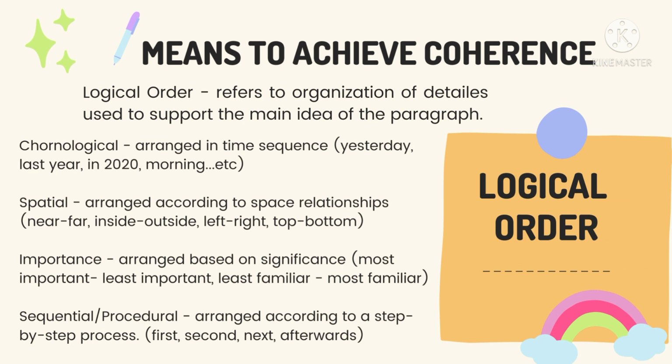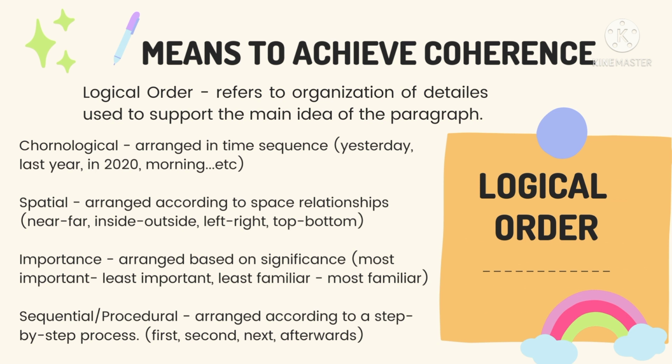Next is the spatial. Spatial is a development or an order that is arranged according to space relationships. So it talks about the near, far, inside, outside, left, right, or top, bottom. So we can use the spatial order when telling a direction of a place. That's just an example of that.